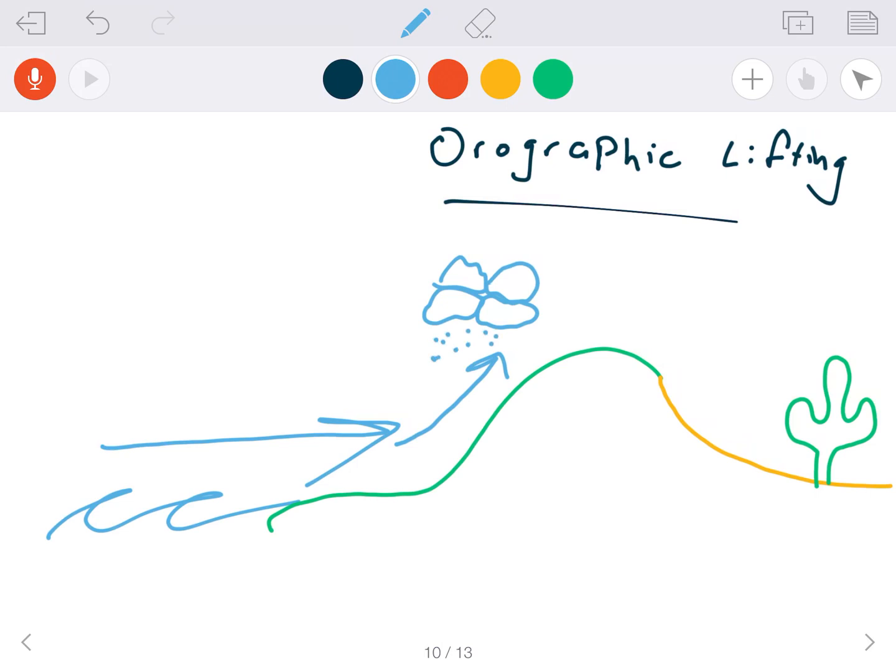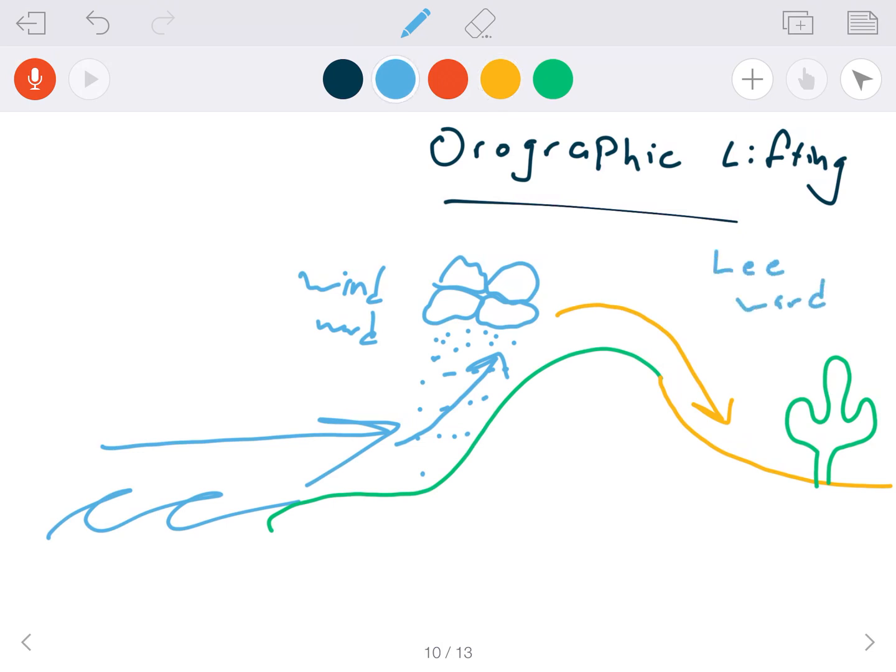Those clouds will be rainy with a lot of precipitation on what we would call the windward side of the mountain. The air then continues to go on over the mountain, but it's lost all its water vapor, and it's also cooled off because it's high in elevation. So when it's cool, it gets a higher density, and then it will sink on what we would call the leeward side of the mountain.